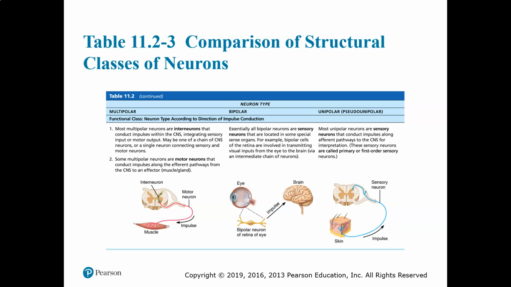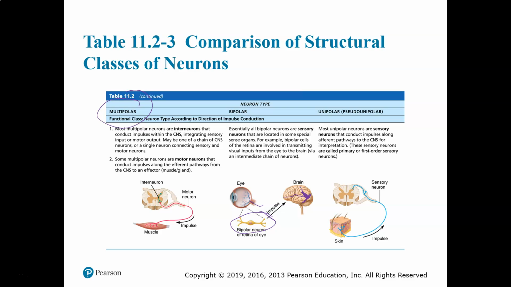A motor neuron that's attached to a skeletal muscle is multipolar. A bipolar neuron, for example, is found in the retina of the eye, the rods and the cones, that sense vision and then transmit those signals to the optic nerve, which carries the information to the visual center in the occipital region of the brain.